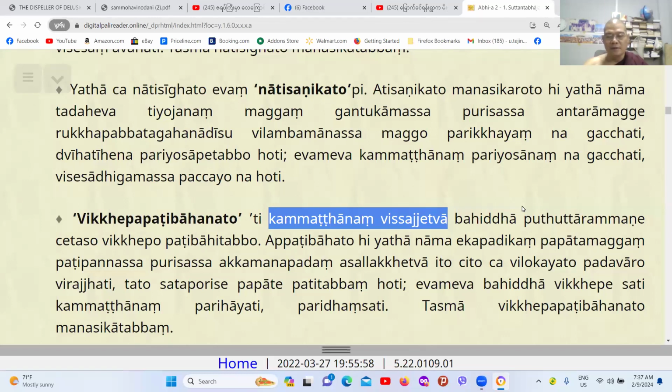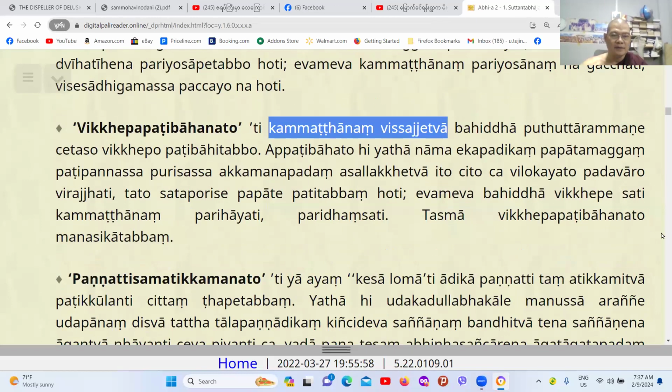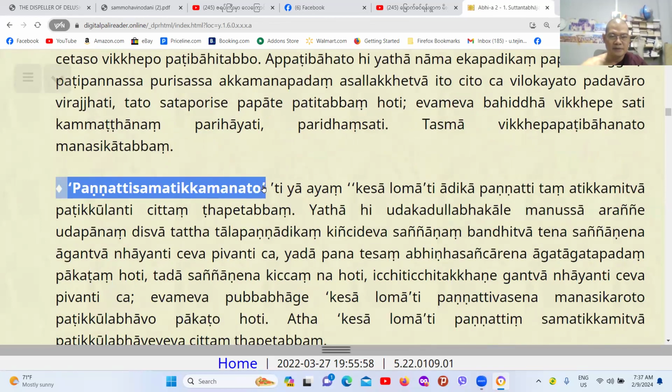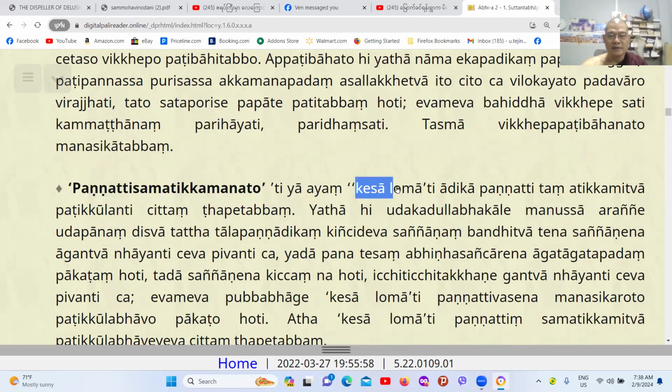Panyati samatikamato: when we are observing these things, we should overcome panyati. So it's very important to overcome panyati. If we cannot overcome panyati, then we will not get what we wish. So here, kesalomati adhika panyati. What is the panyati here? Kesa, loma, nakha, these are panyati. These 32 parts of the body are called panyati.